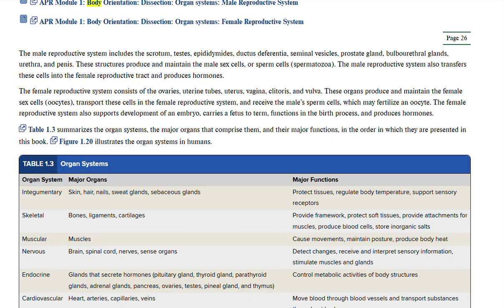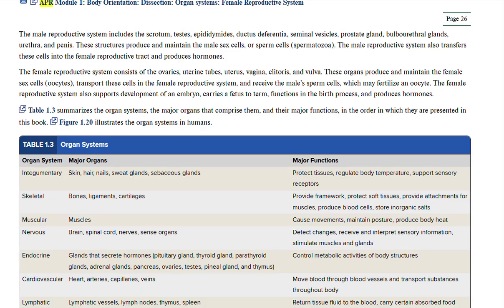APR Module 1, Body Orientation, Dissection, Organ Systems, Male Reproductive System. APR Module 1, Body Orientation, Dissection, Organ Systems, Female Reproductive System.